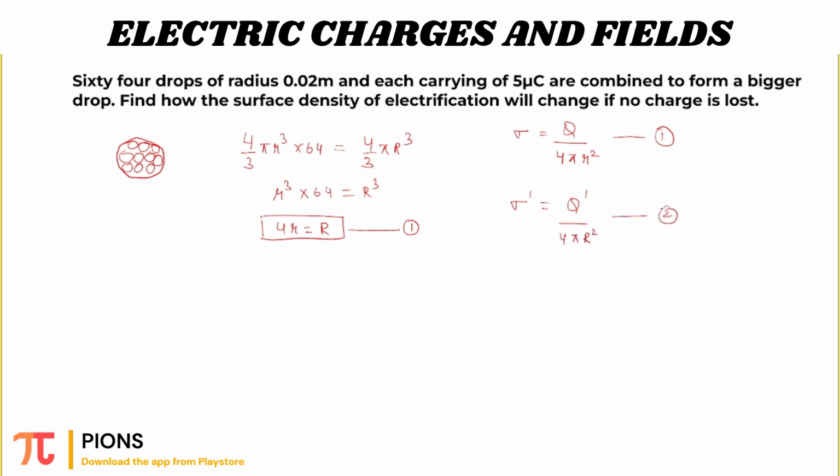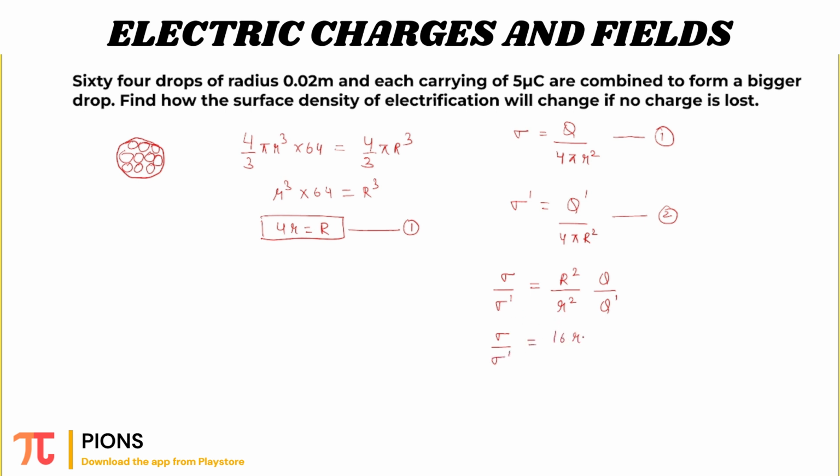Now let's divide sigma and sigma dash, that is equation 1 and equation 2. So sigma over sigma dash will be equal to capital R square over small r square, and Q over Q dash. I hope this is clear, right? Now capital R is nothing but 4r. So let's substitute the value. Sigma over sigma dash will be 4 4s are 16 r square, whole divided by r square, into the total Q.